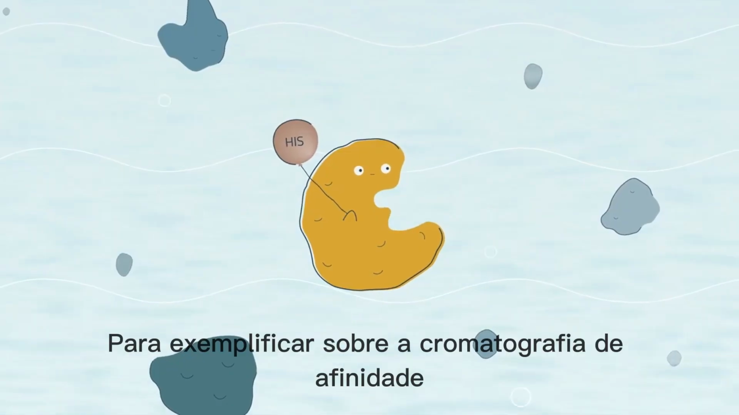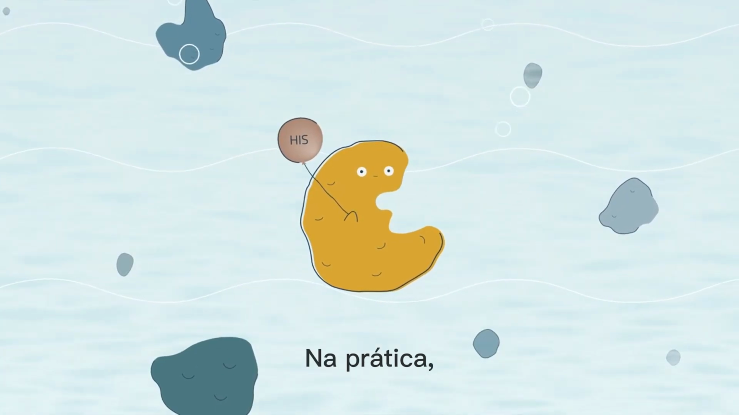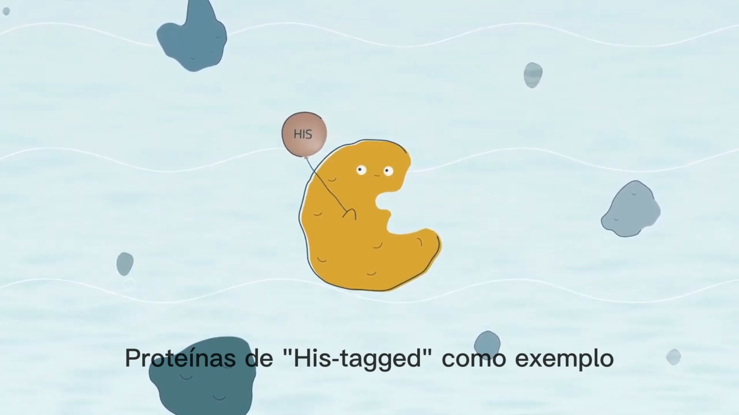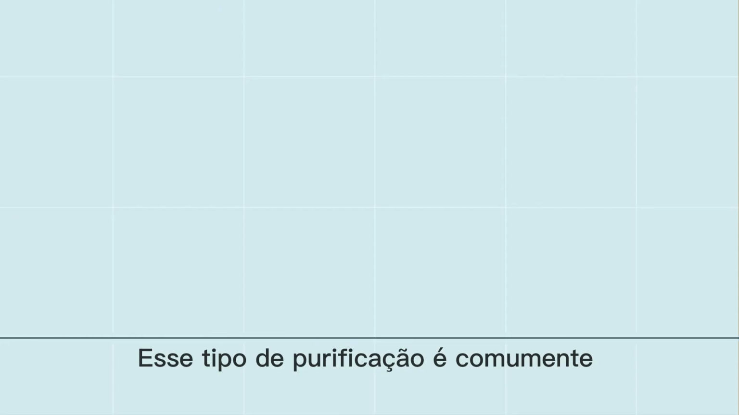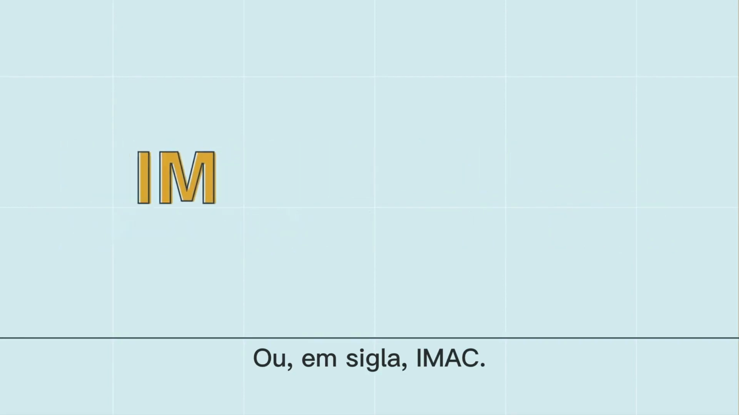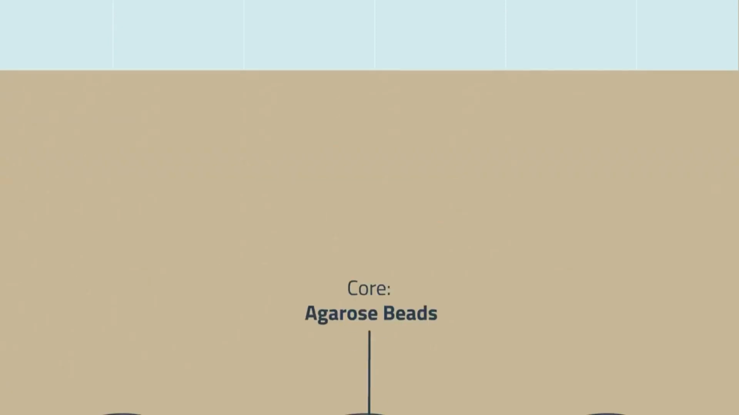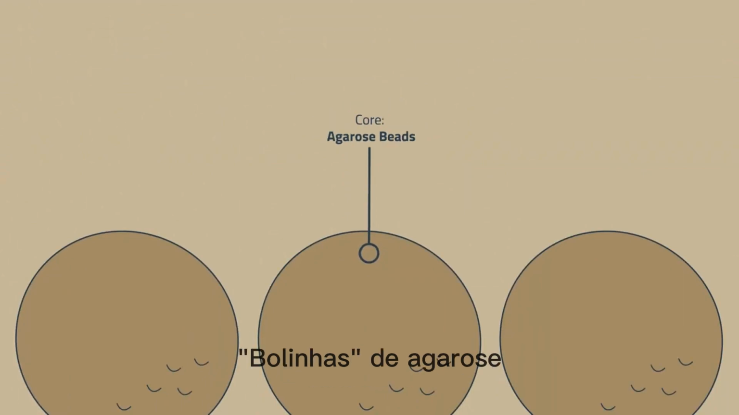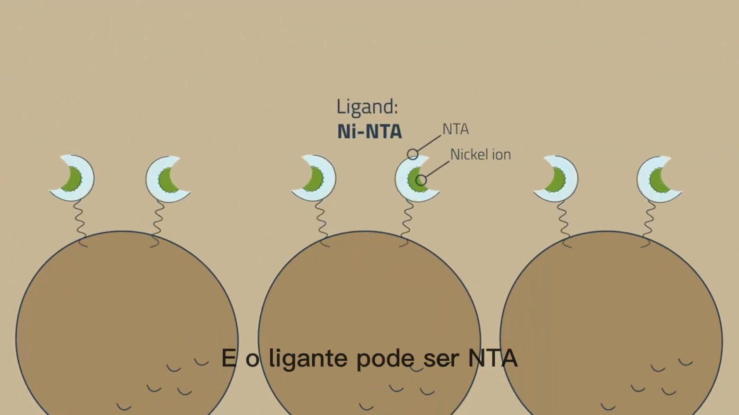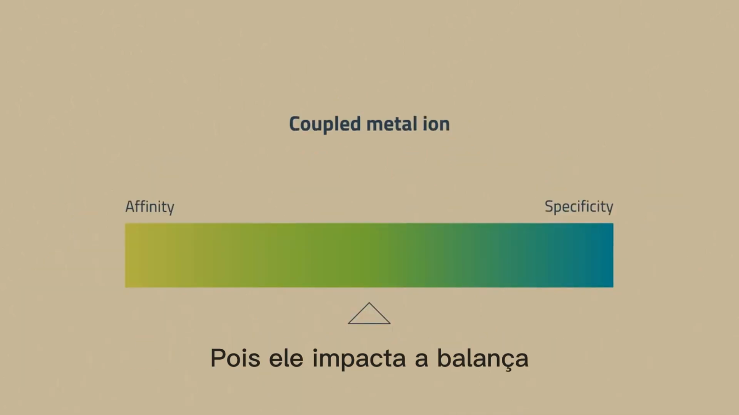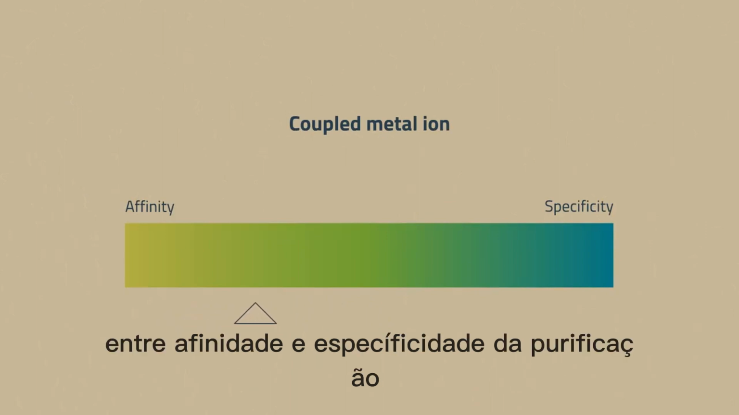To illuminate what affinity chromatography looks like in practice, we will use the purification of His-tagged proteins as an example. This kind of purification is usually reached by immobilized metal affinity chromatography, or in short, IMAC. Typically, the stationary phase during IMAC is made from agarose beads, and the ligand could be NTA that is coupled to a metal ion.